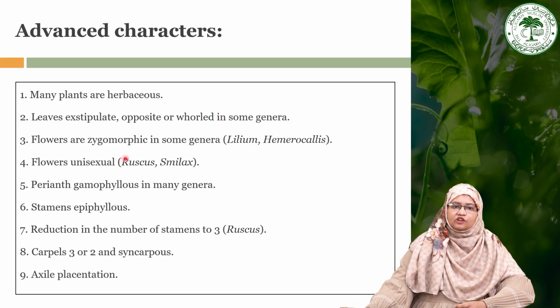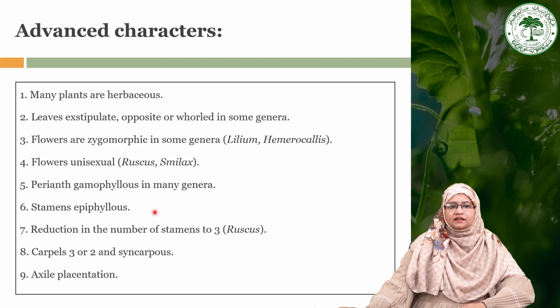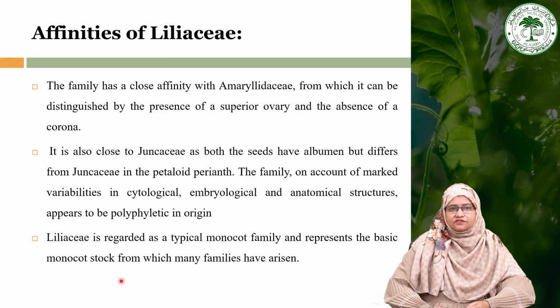Flowers are zygomorphic in some genera like Lilium and Hemerocallis, and the flowers are also unisexual in the case of Ruscus and Smilax. Perianth is gamophyllous in many genera. Stamens are epipetalous in nature, and they are also reduced to 3 in the case of Ruscus. Their carpels are 3 to 2, syncarpous, and they show axile placentation. So you can see they also have quite advanced characteristics.